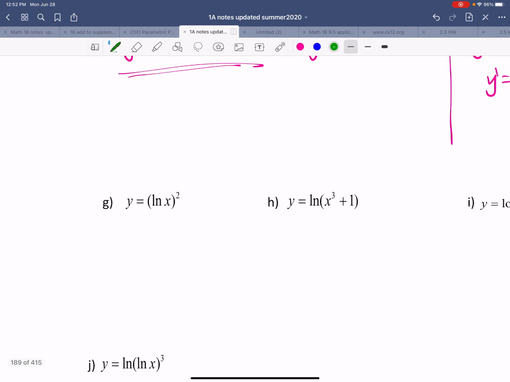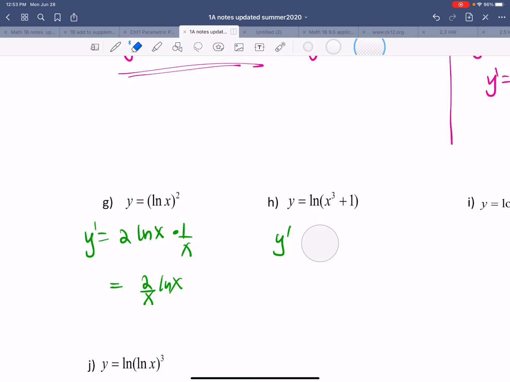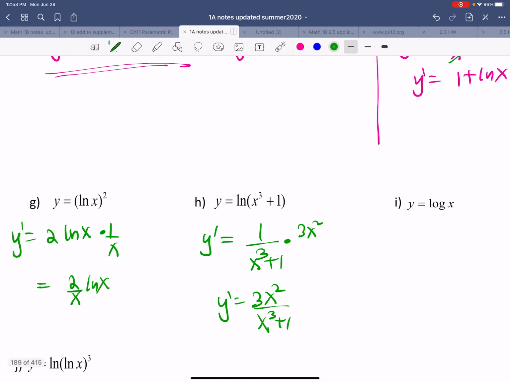Next, we are going to have to use the chain rule here, and we'll also have y is equal to natural log of x squared. So y prime would be 2 natural log of x times 1 over x, which is 2 over x natural log of x. Next, y is equal to natural log of x cubed plus 1. y prime would be derivative of natural log of something, 1 over that something, times the derivative of inner function, which is 3x squared. Or we can say y prime is 3x squared over x cubed plus 1.